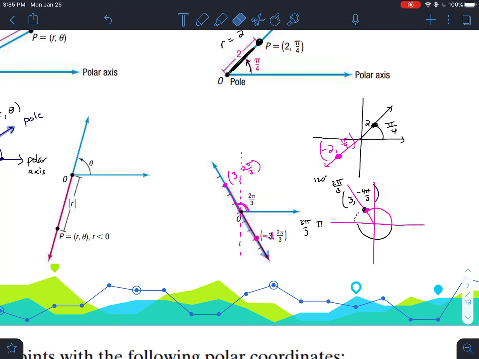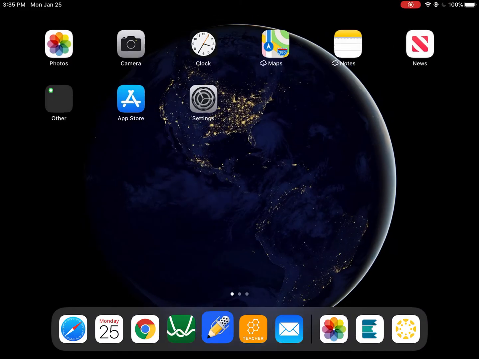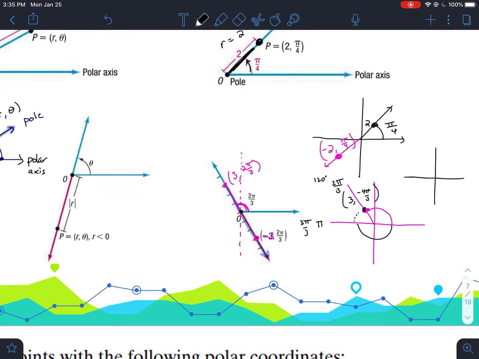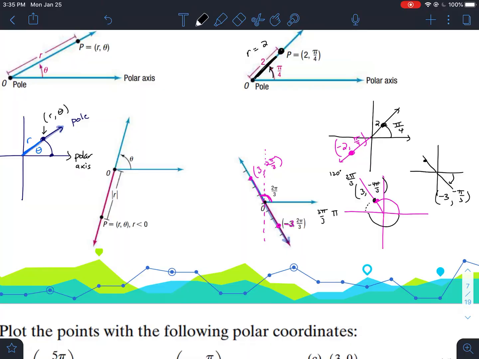We could also think about it as if this is 2 pi over 3, we could extend down here and then rotate down to here, which would be at negative pi over 3. So if I rotated to negative pi over 3, and then I had a radius of negative 3, that would put me back up on the other side as well.